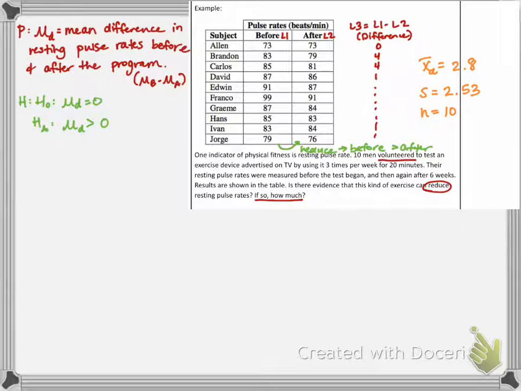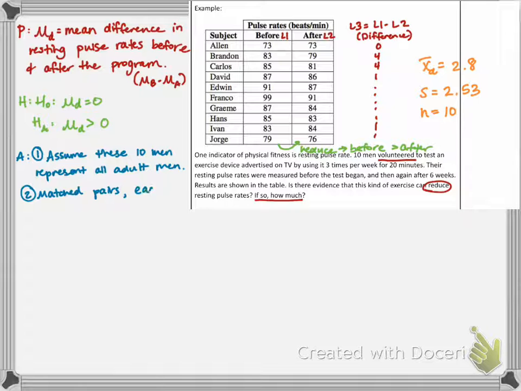Hopefully you got a greater than, that's what it should be, and now we're going to check our assumptions and conditions. So again, we have kind of a problem here. It's not a random sample, but we're going to assume that these 10 volunteers represent all adult men. We have to make that assumption, otherwise it's over, we can't do inference. We don't want that to be the case. I know you guys don't want to have to stop this problem right now, and so we're going to assume that that's true. Number 2, I need matched pairs, which I have, and each man's resting pulse rate should be independent of the next.